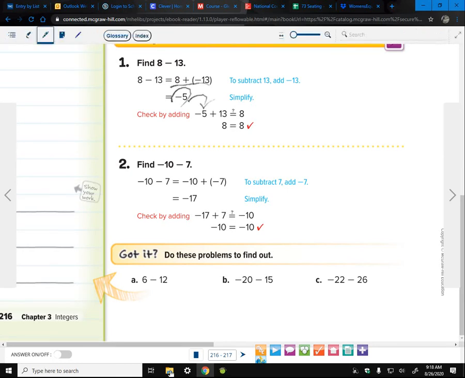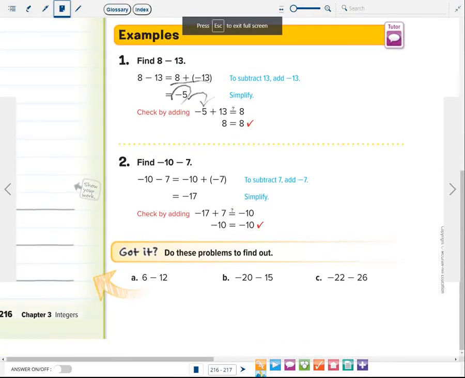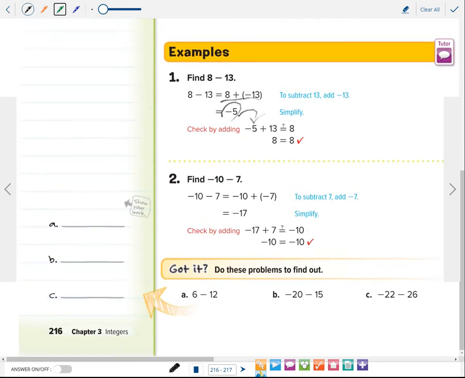Let's maximize the screen. So find -10 minus 7. So we're going to change that to adding a negative. And this one makes a lot more sense for people. Last period, they liked this one more. We have a -10. We are making it more negative. So we have -10 plus -7 becomes -17. Yeah, then you can check as well.